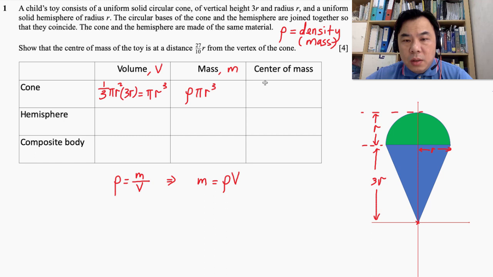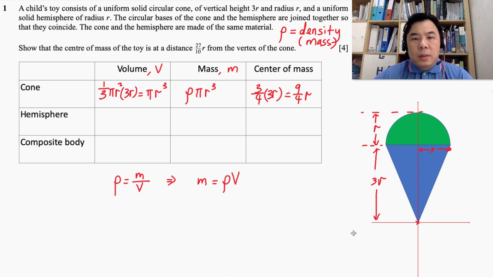So you can see that the center of mass is actually located at 3/4 measured from the vertex itself. So 3/4 from here. Okay, so 3/4 from here. That will be 3/4 of its vertical height. So here we have the vertical height, which would give us 9/4 r. All right. Now I hope that is clear at this point.